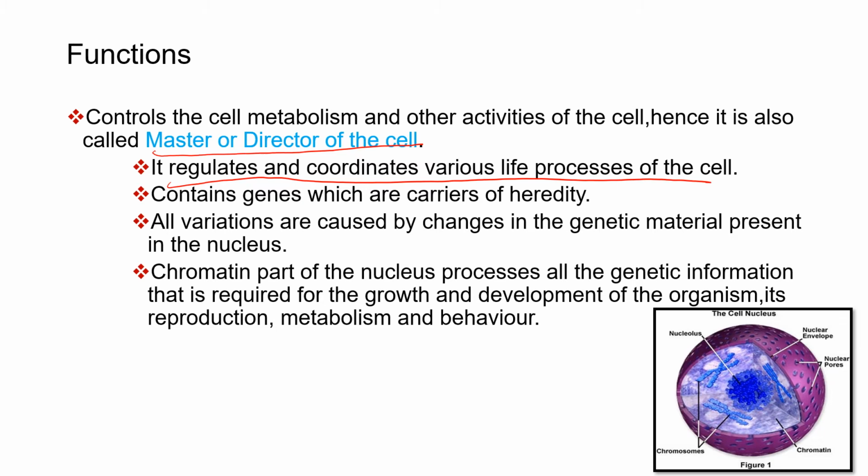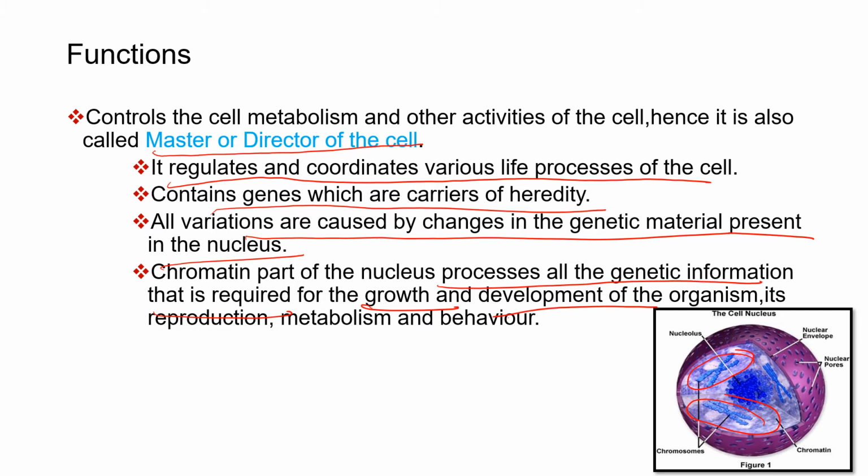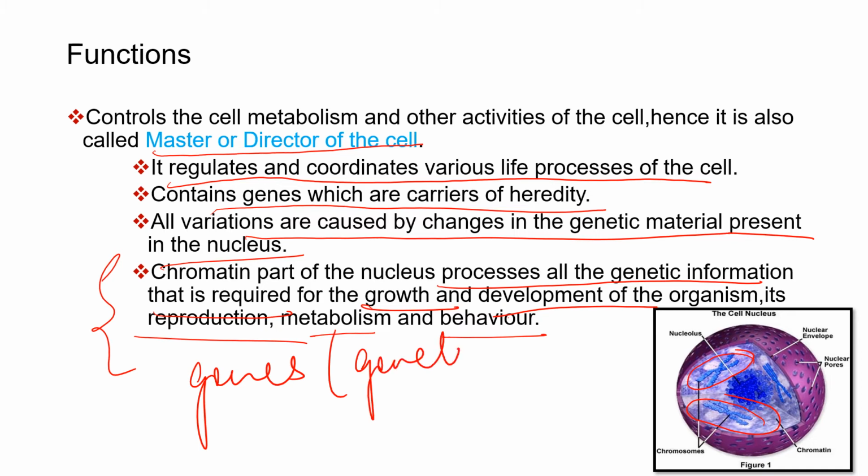It contains genes, which are the carriers of heredity, and it has all the variations which are caused by changes in the genetic material present in the nucleus. As we have seen previously, here also you can see the chromatin materials or the chromosomes. These parts of the nucleus help in processing all the genetic information required mainly for growth, development of the organism, its reproduction, metabolism and behavior. So this part deals with the genes; this is the genetics part.